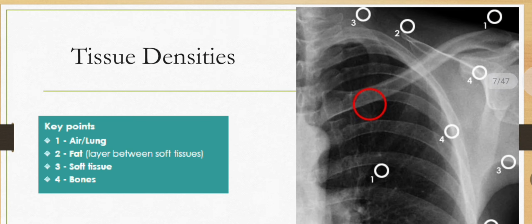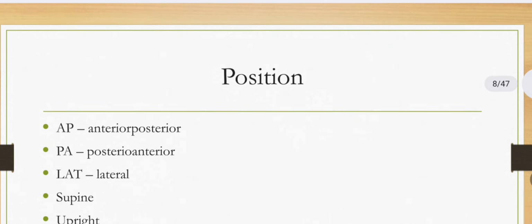These are the tissue densities. Number one, look at air, which is black in color. Second, fat, lighter than black. Look above the clavicle, which shows us the fat. Third, soft tissue and bones, which are a little bit dark, half white.